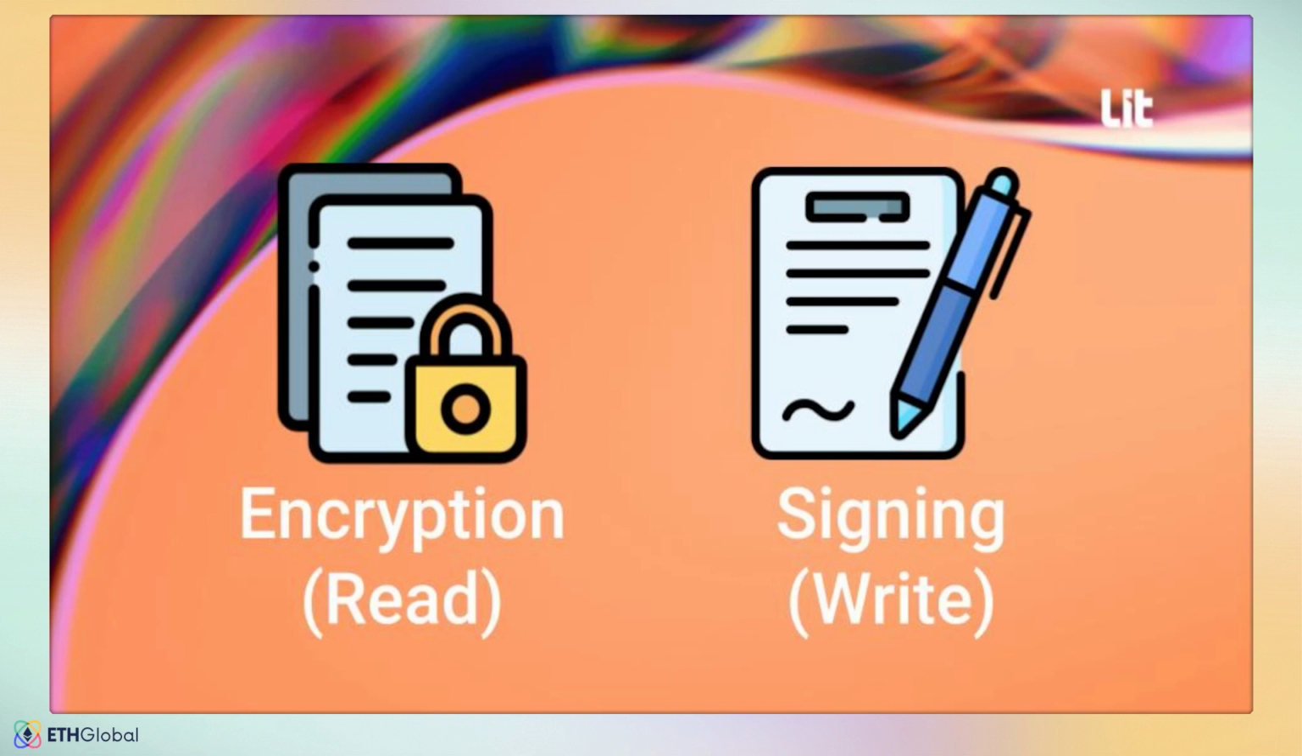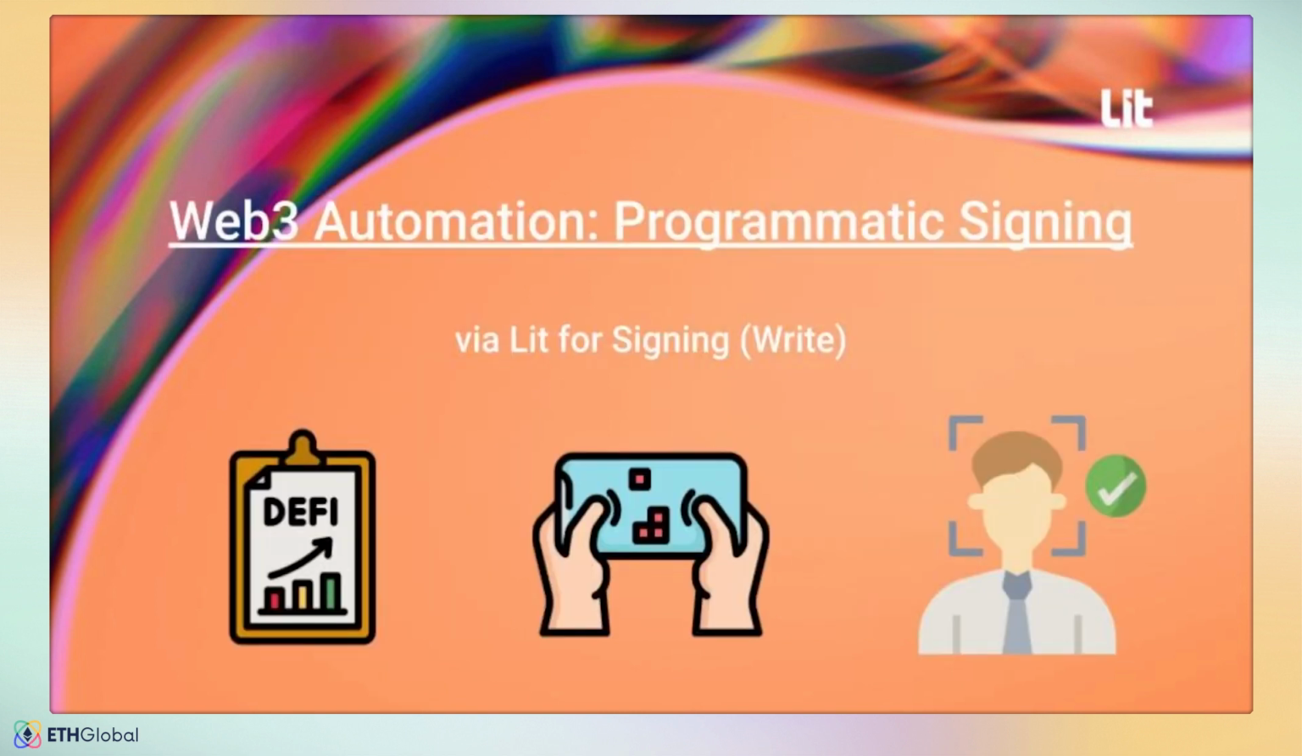On the signing side, it's programmatically being able to write data to blockchains, databases, storage networks, and other state machines through digital signatures. Some examples on the programmatic signing side: there are DeFi use cases where you can build conditional transaction execution, recurring payments, liquid staking solutions, and then on the infra side, cross-chain bridges.